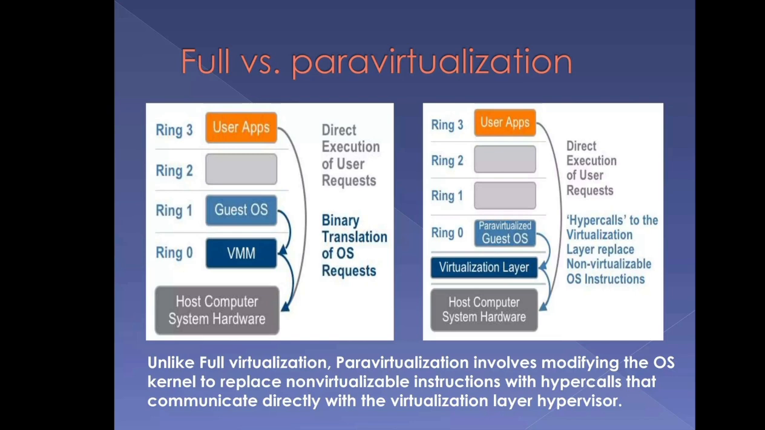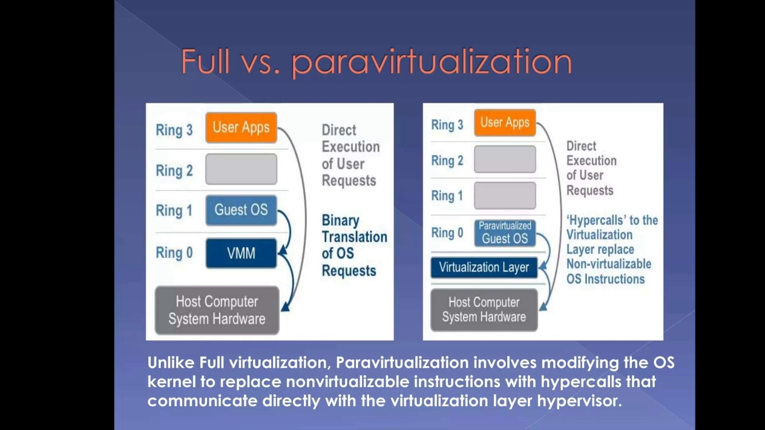Here you can see the host computer system hardware. Then ring 0 is the VMM, ring 1 is the guest OS, and ring 2 and ring 3 are the user apps. Para virtualization involves the host computer system hardware, the virtualization layer, then ring 0 with the para virtualization guest OS, then ring 1, ring 2 and ring 3 are the direct execution of user requests.